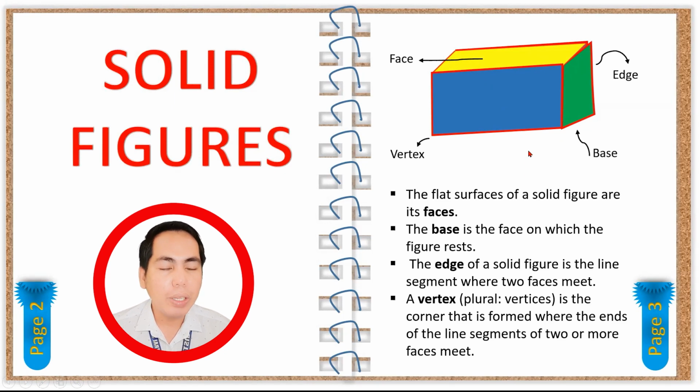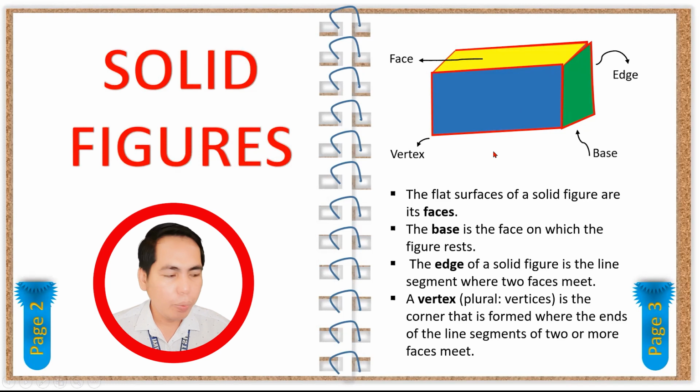The edge of a solid figure is the line segment where two faces meet. So we have here the edges, these red lines. While the vertex, plural vertices, is the corner that is formed where the ends of the line segments of two or more faces meet. So in this case, these are the vertices where the line segments meet.